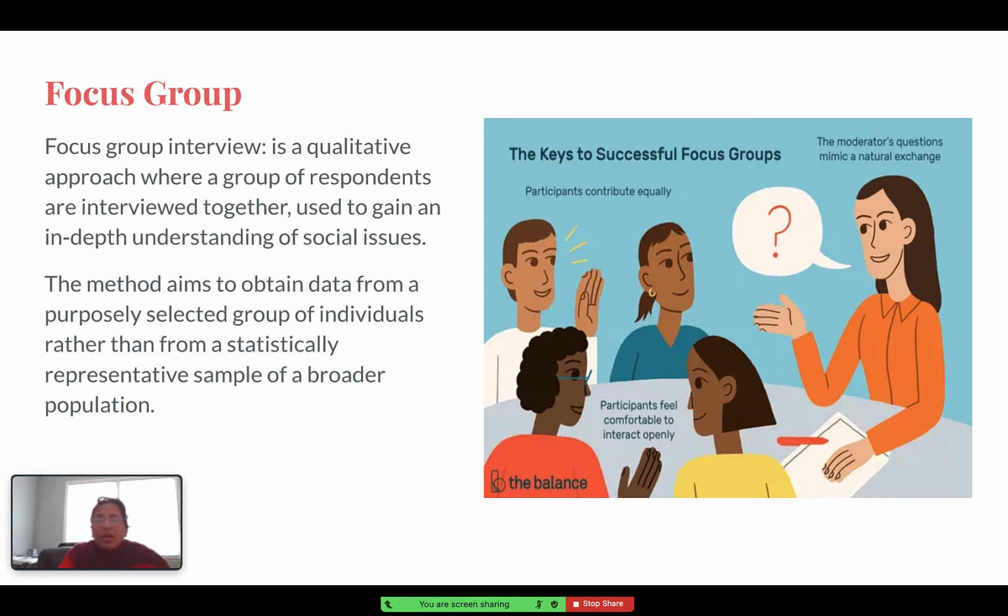And you can look at the picture, how the focus group is conducted. It's completely opposite to what interview approach is. Here we have a group of people discussing topics, and there is a moderator. I will talk more about it in the next slide, please.